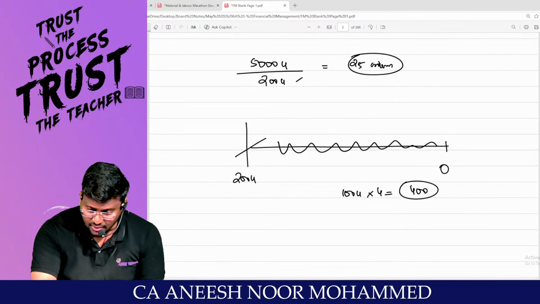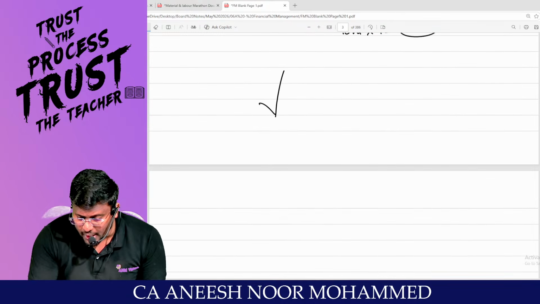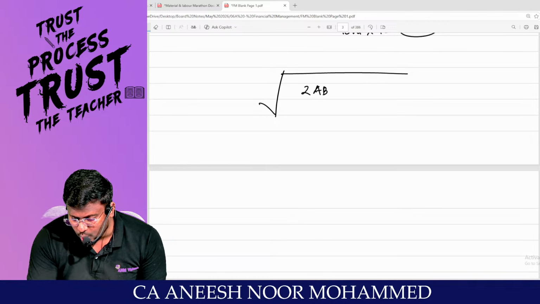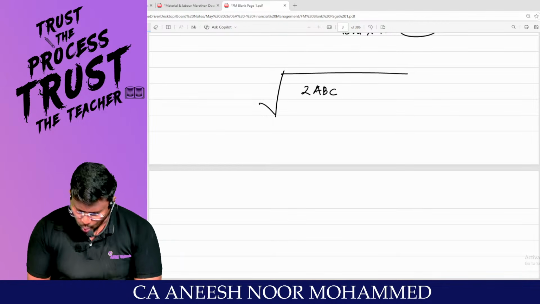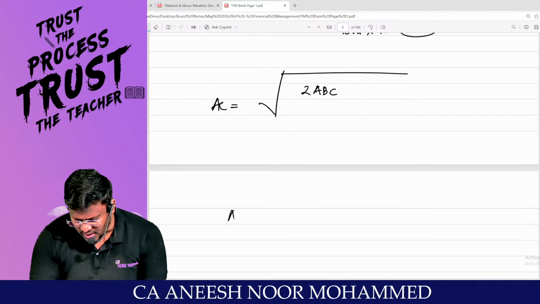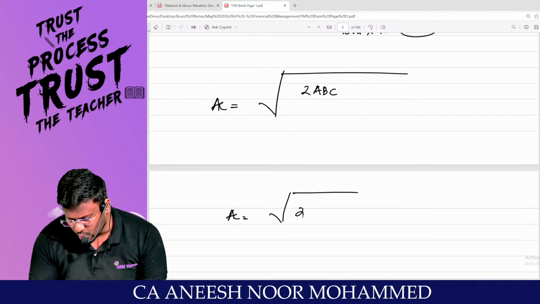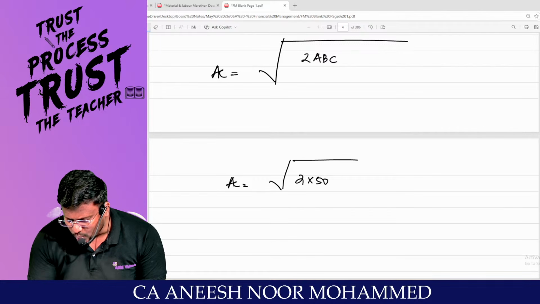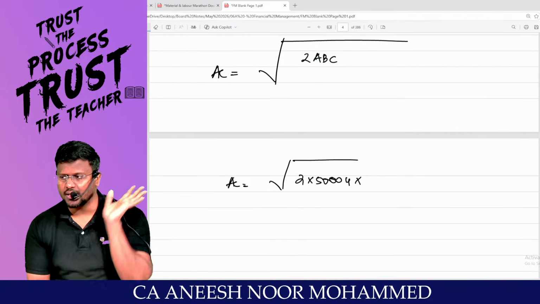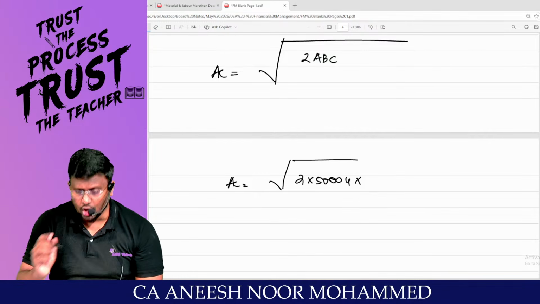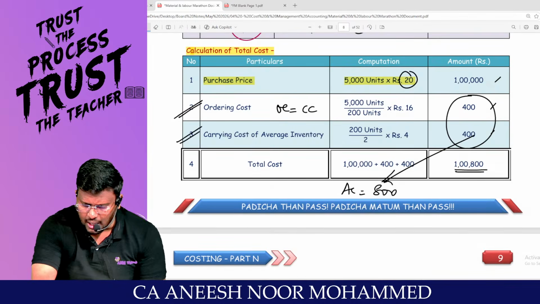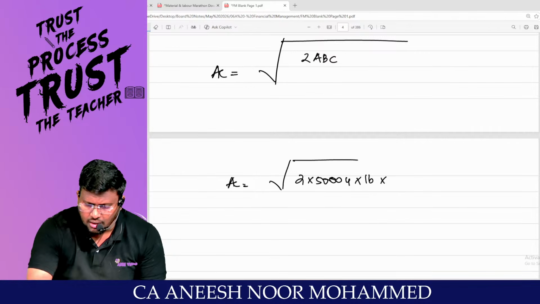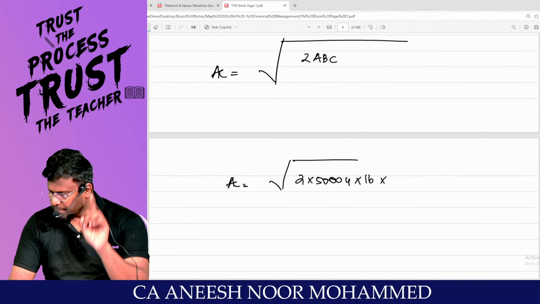The same thing can be calculated this way. Sir, root of 2 into A, B, C. Look, this is the associate cost. So associate cost is equal to root of 2 into annual consumption, 5,000 units. So I am going to purchase 5,000 units in a year. What is the buying cost per order? 16. Am I right with the number? 16.